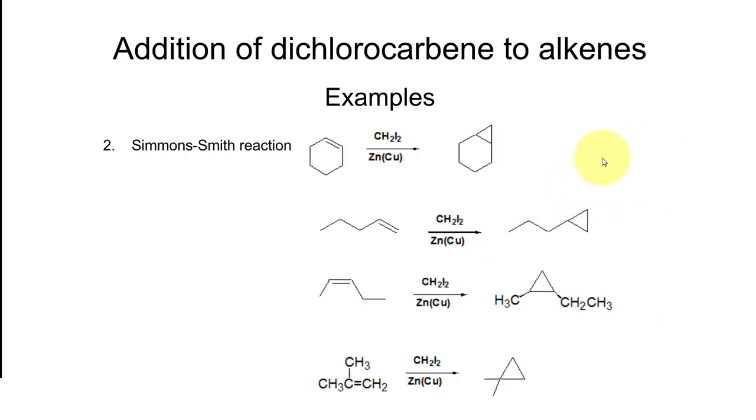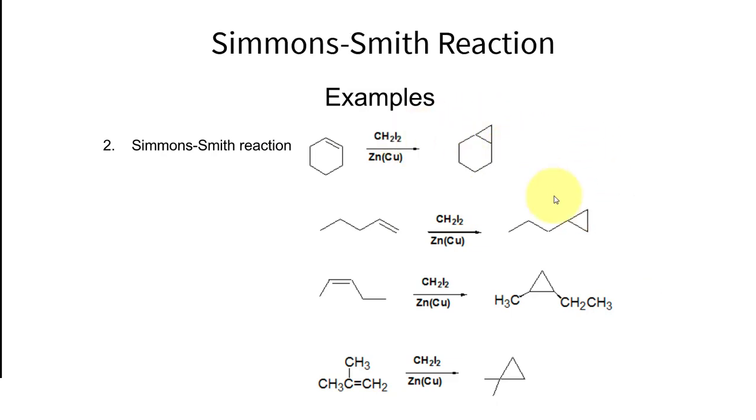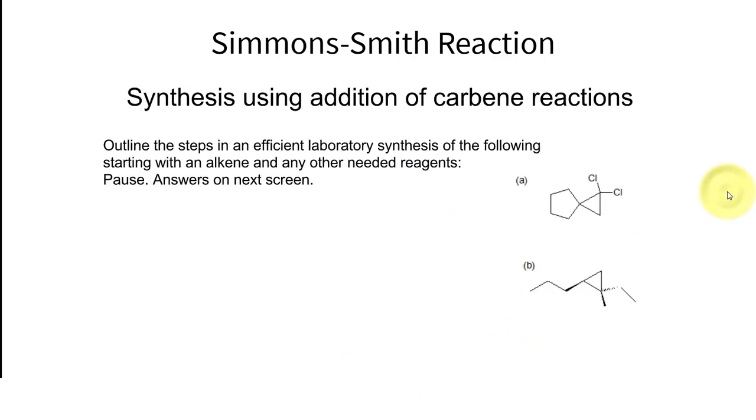Similarly, with the Simmons-Smith reaction, same idea. In each case, we're bridging that carbon-carbon double bond with a 1-carbon piece. In this case, though, because there are no chlorines, it's just a CH2 group, CH2 group, CH2 group, CH2 group. Same reactions in this case.